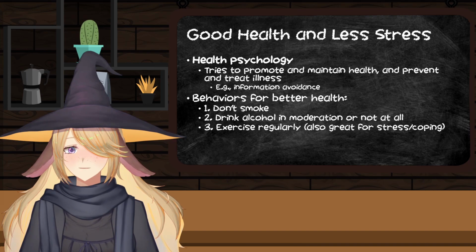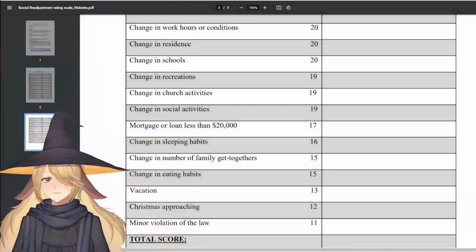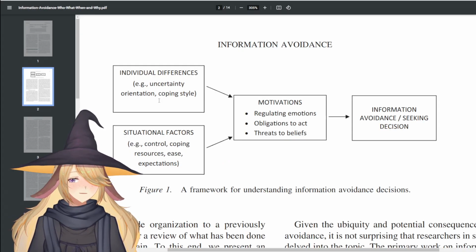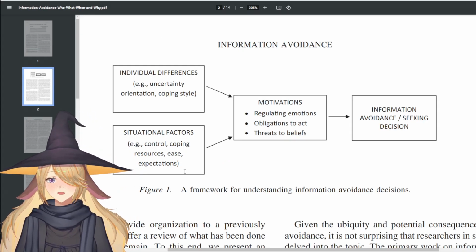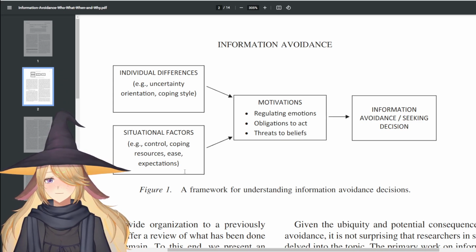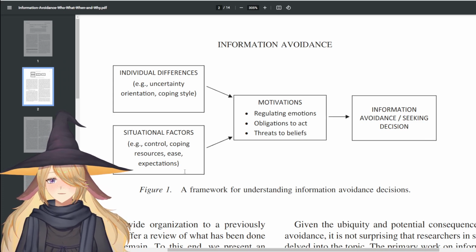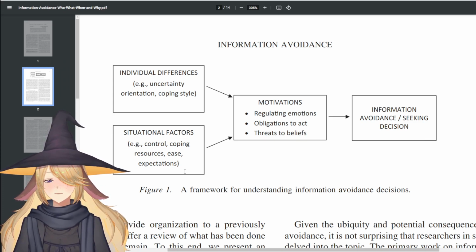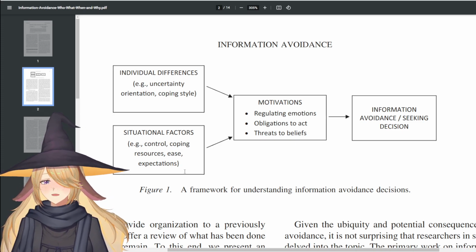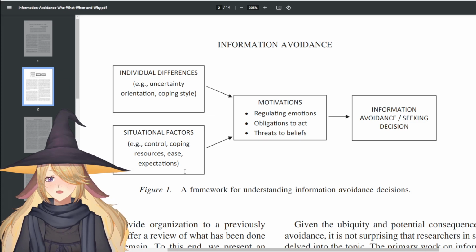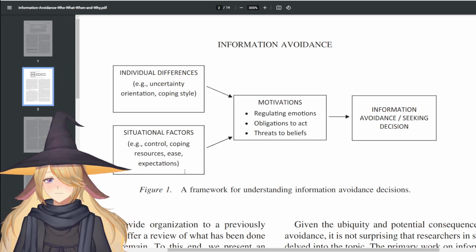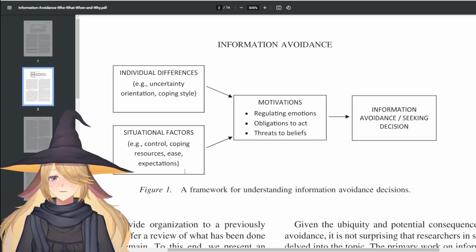Let's actually jump over here to the actual paper. And there we go. Actual paper on information avoidance. So why do people avoid information? Generally, there are individual differences in this: uncertainty, coping styles, how we have our coping resources, our expectations. So again, if you've been out in the sun all the time and your doctor says, I want to screen you for skin cancer, you might say no because you expect that it might come back that you have maybe early stage skin cancer, or you're afraid of finding out.